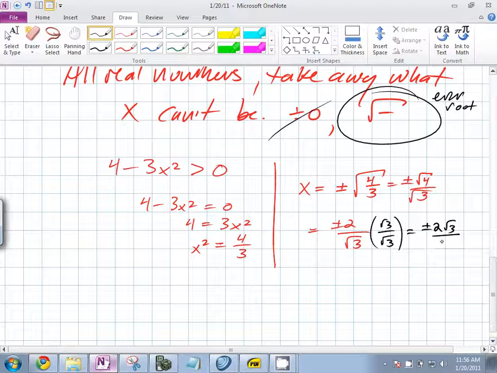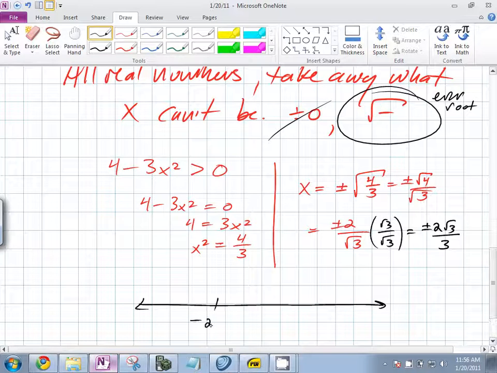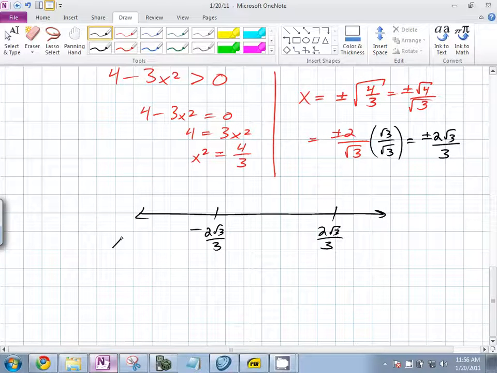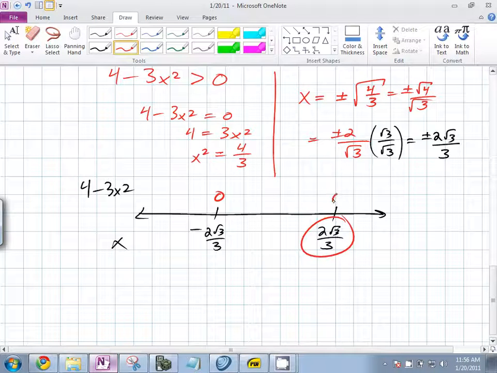So you have this number line now. You have negative 2 root 3 over 3, and you have positive 2 root 3 over 3. This is the x value, and this is 4 minus 3x squared. Well, when you plug in this, you get out 0. When you plug in this, you get out 0. Are there any other values you can plug in for x to make this equation equal to 0? Are there any others? No, we found the only two. There are 2 of them. There are no others. We talked about this before.